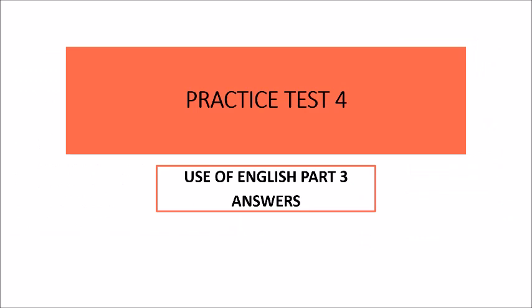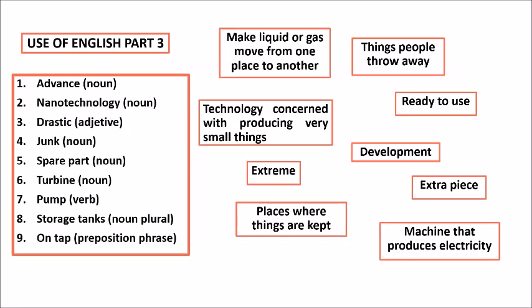Right, now we have part 3, vocabulary words for Use of English Part 3. Okay, we have advance as a noun, which is a synonym for development. Nanotechnology, a synonym for technology concerned with producing very small things. Nano means n to the minus 9, right? Okay. Drastic is extreme. Junk is things people throw away, or like trash, things that are useless.